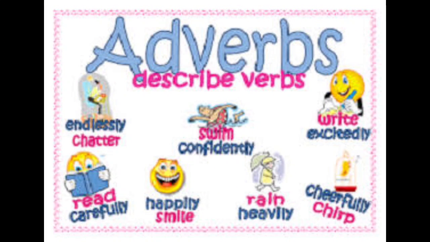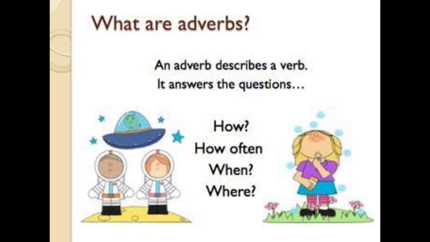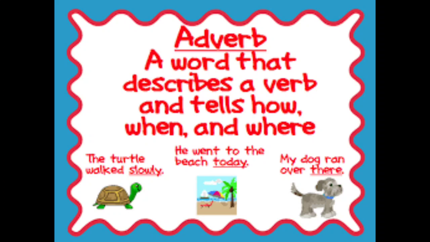So children, that's all from the video of the adverb. I hope you have understood what is meant by adverb. Let's see in brief about the adverb with some more examples, children. What are adverbs? An adverb describes a verb. It answers the question how often, when, and where. So, as I told you already, children, an adverb is a word that describes a verb and tells how, when, and where, and how often the action takes place.